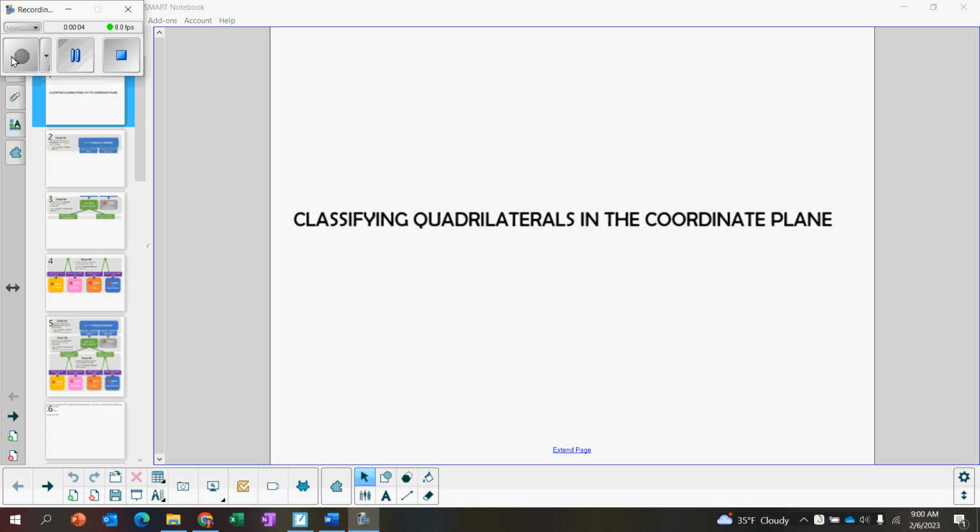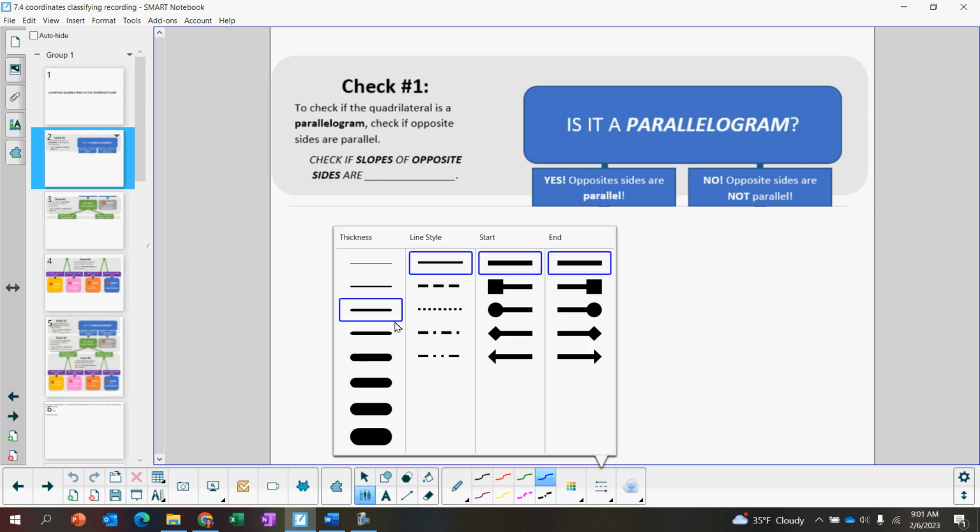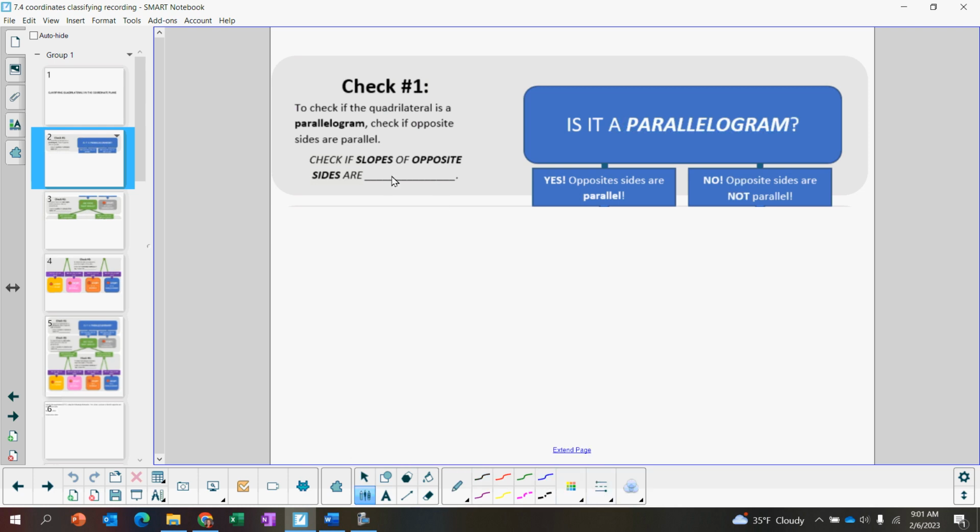This is a continuation of Chapter 7. Today we're going to classify quadrilaterals in the coordinate plane. So our very first thing we're going to check is to see if the quadrilateral is a parallelogram. So we're going to check the slopes of the lines, and if the slopes of opposite sides are the same or equal, then the lines are parallel.